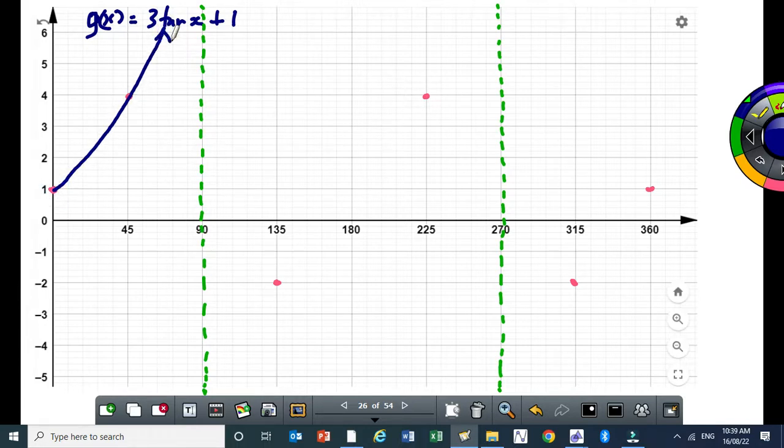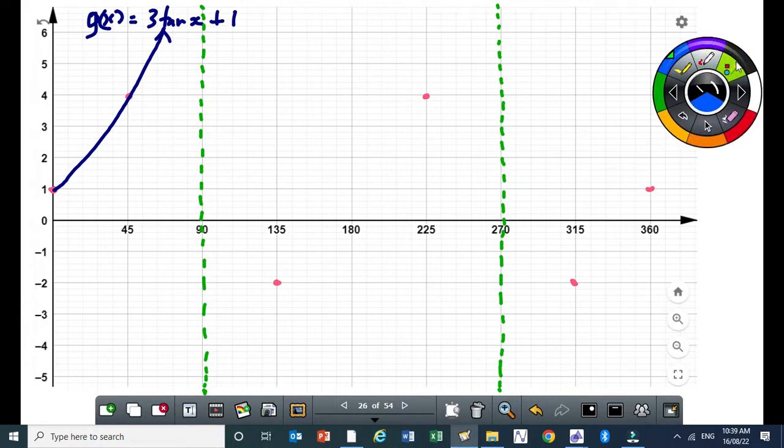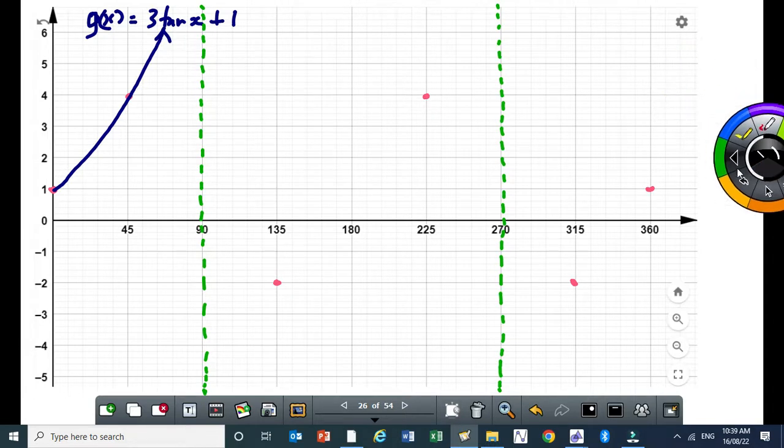Okay, it goes like that. The second one, between 90 and 270, it's a full tan curve. But I need to know where the x-intercept is. So we'll do a calculation quickly. I can do it at the top. Let me do it at the top here.